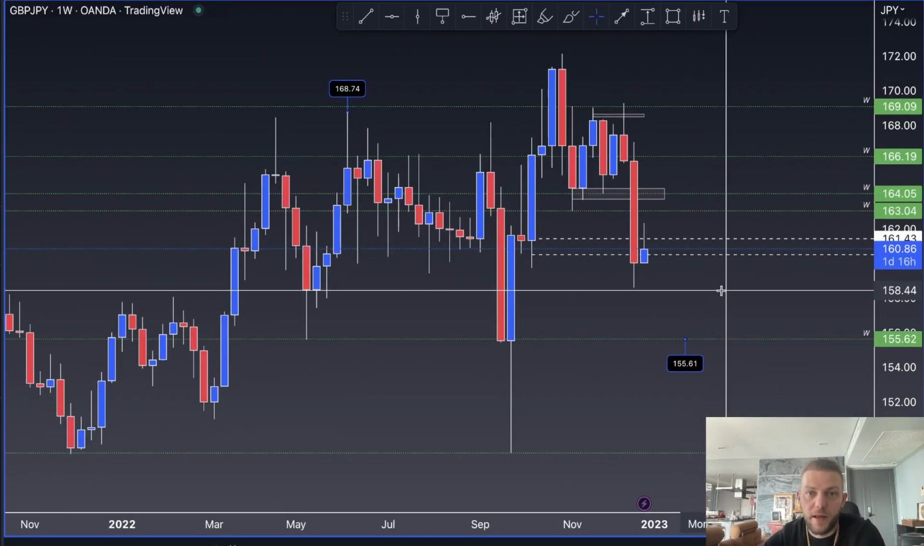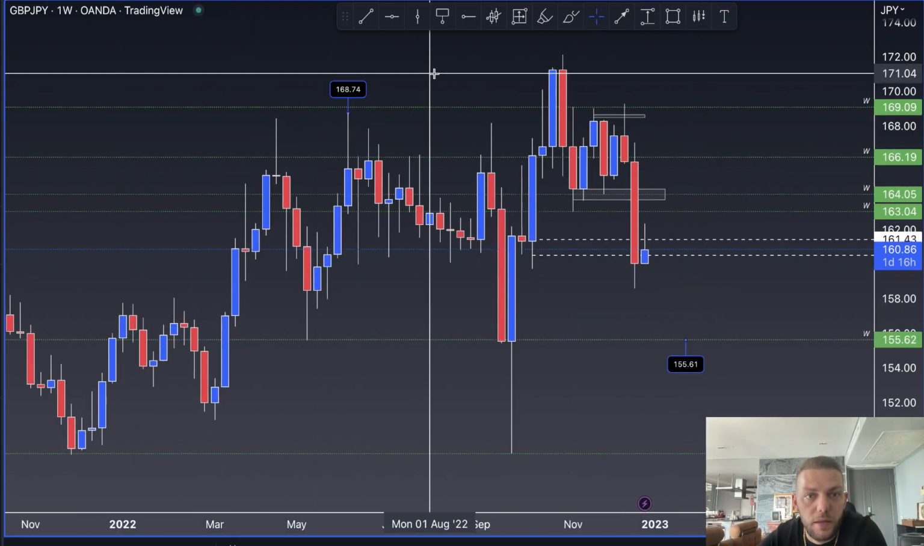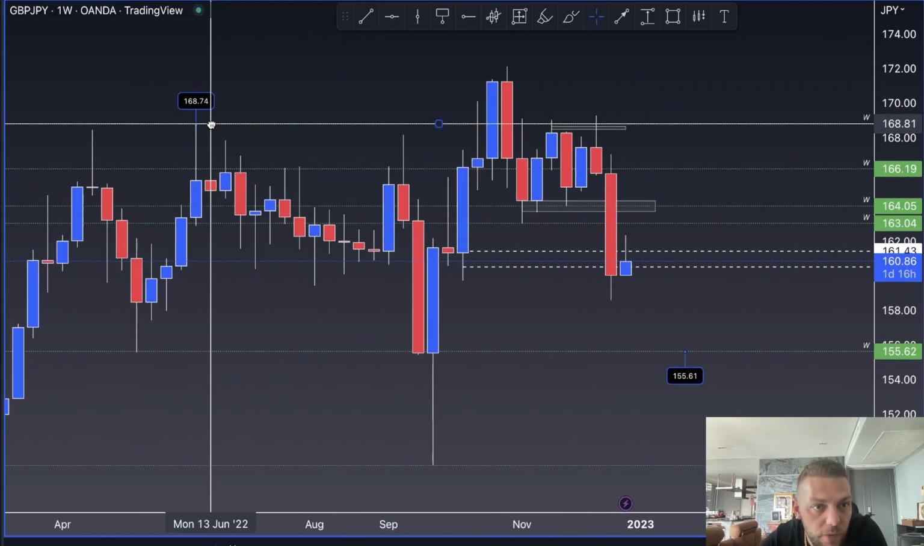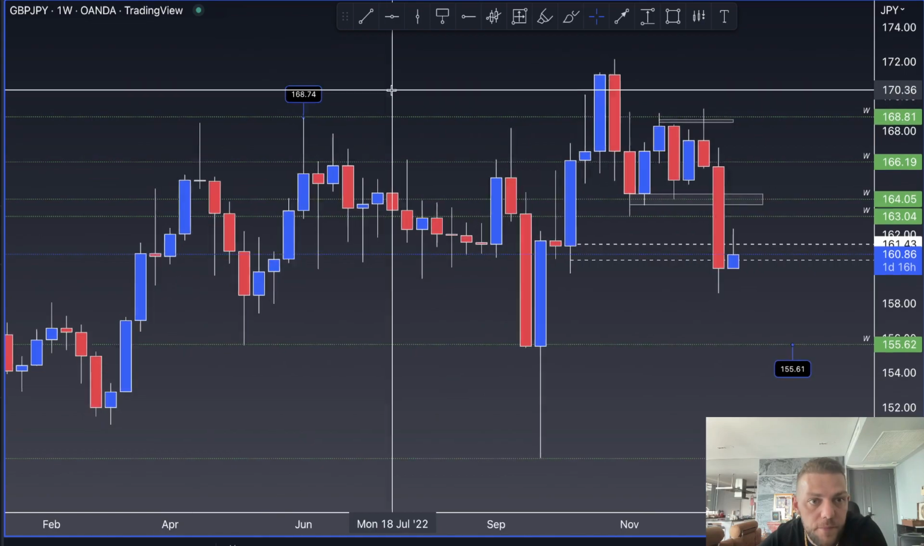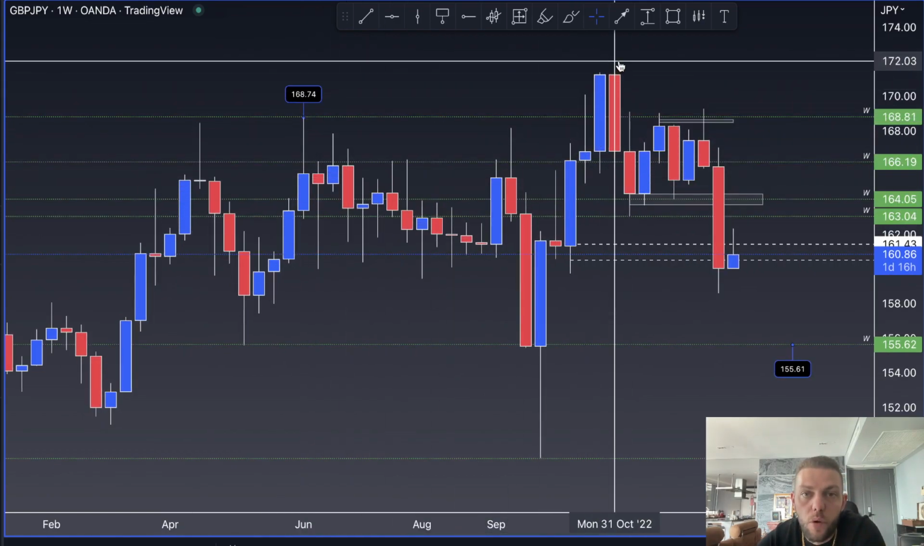GBPJPY, beautiful PA recently, off the highs. Now, first and foremost, the weekly grids. Where have these weekly grids appeared from? If I just modify that there, right on the wick of that high, we've seen a breach through. One week we're above, one week we were back below.